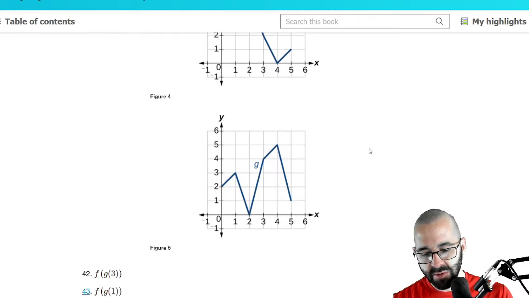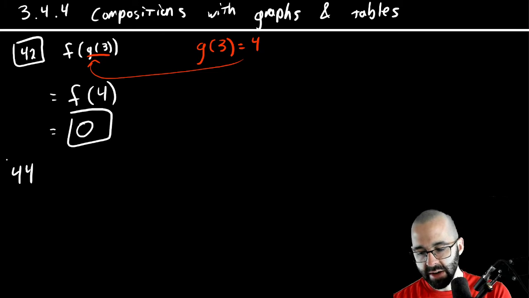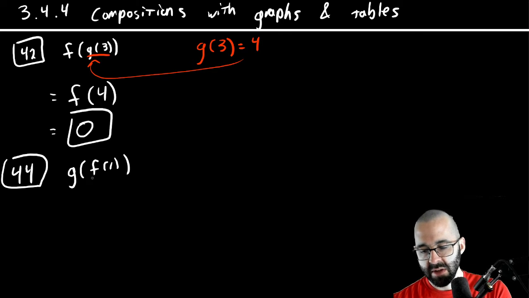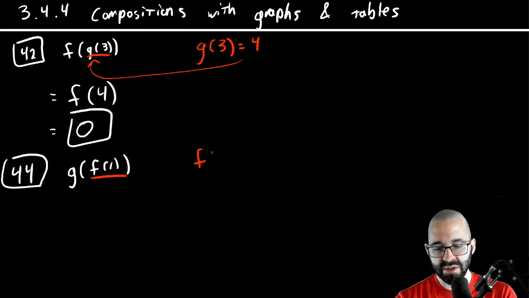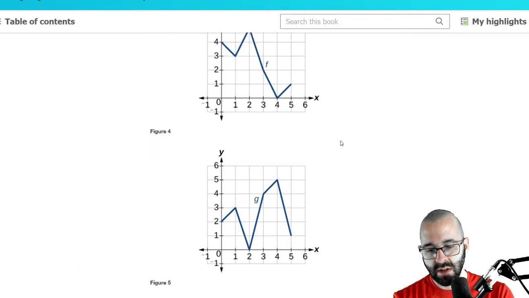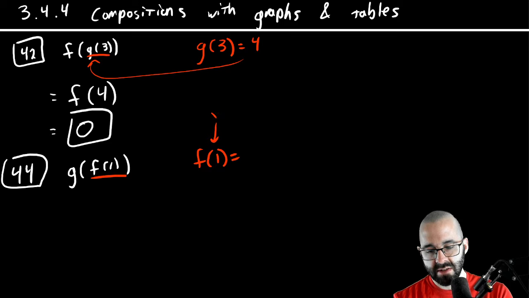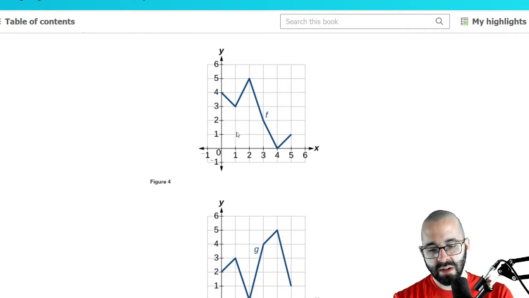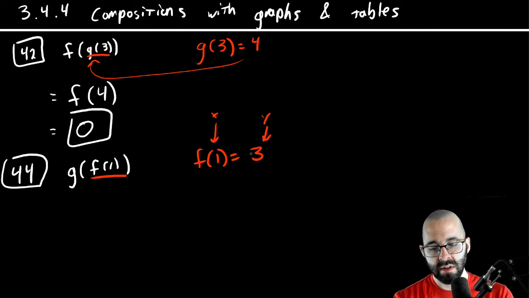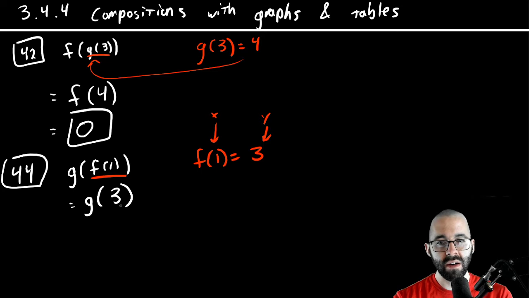Let's do the next one, 44. G of f of 1. Same steps. We start on the inside and say, what's f of 1? F of 1 says, this is our x value. What is our y value? When x equals 1, what's our y value? The y value of the graph is 3. So replace. Plug in. F of 1 equals 3. Replace the f of 1 with 3.